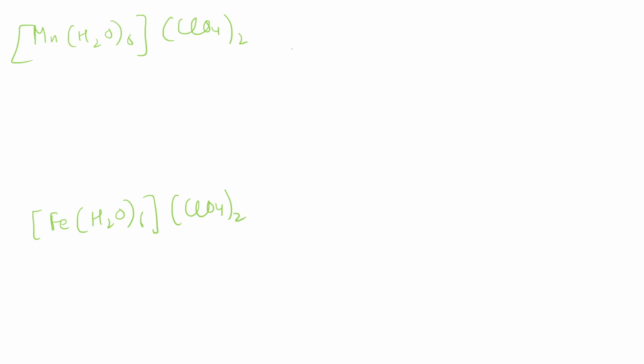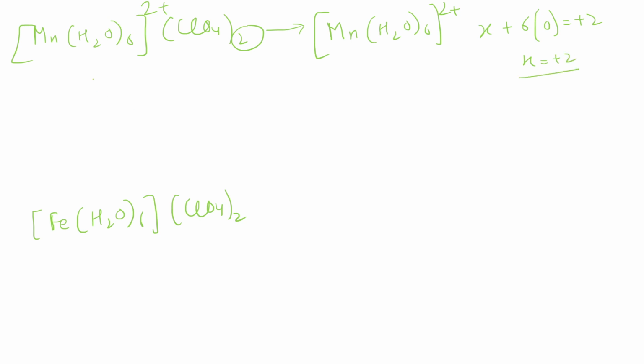Okay, in both the examples, what is the oxidation state of the central metal atom? In the case of manganese, [Mn(H2O)6]2+, 2 plus is the charge over the coordination sphere. So how will you find the oxidation state? I have explained it many times. Again, x plus 6 into 0 is equal to plus 2, x is equal to plus 2. So manganese is in plus 2 oxidation state.